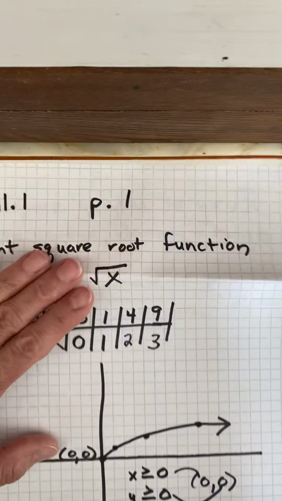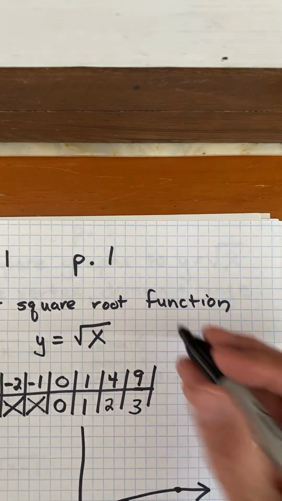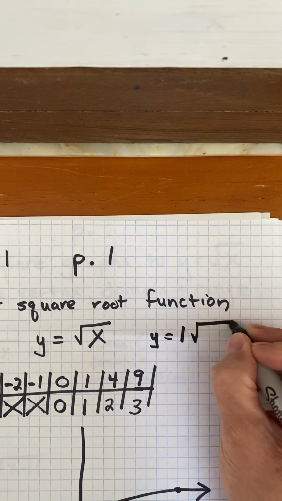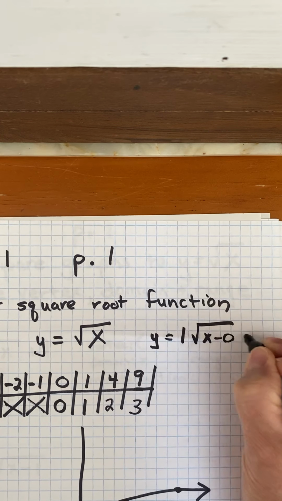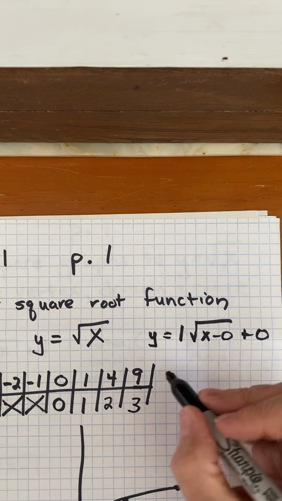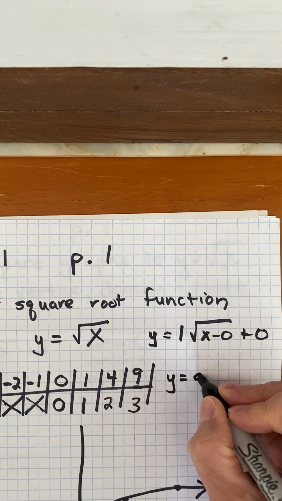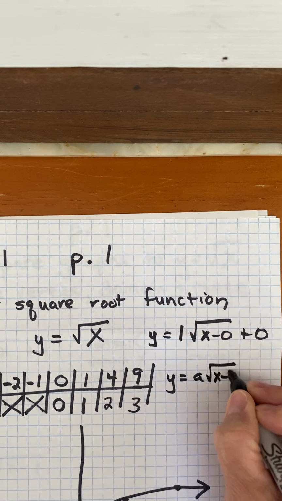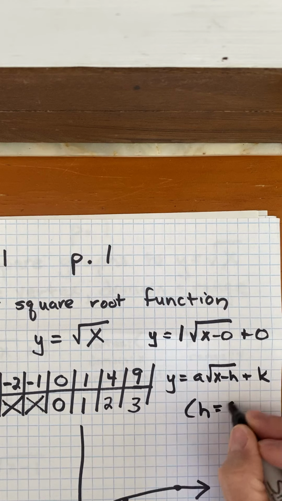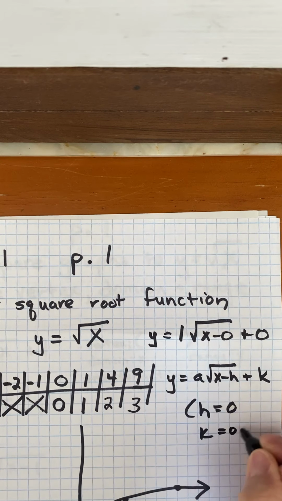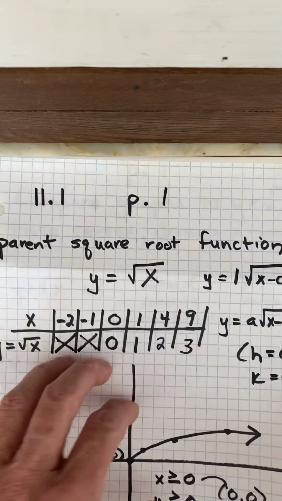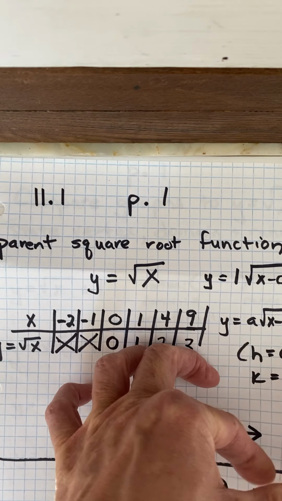So let's go back to our parent function. This parent function is really y equals 1 times the square root of x minus 0, plus 0, right? If we put it into the form of y equals a times the square root of x minus h, plus k, in this case we know h equals 0 and k equals 0, and that's how we get a vertex of (0, 0). Okay, so that's the parent square root function.